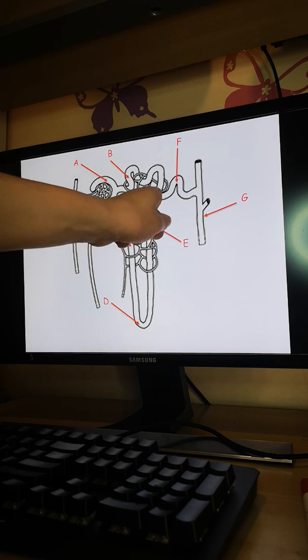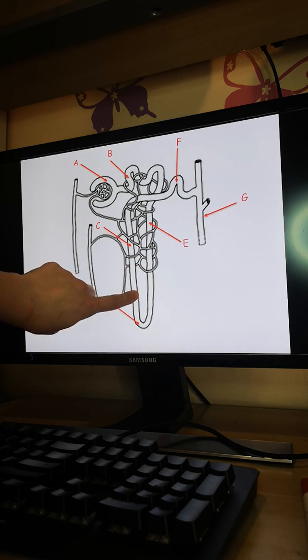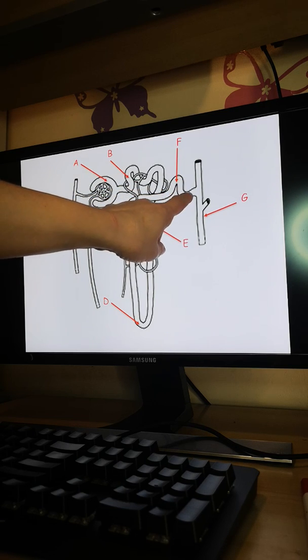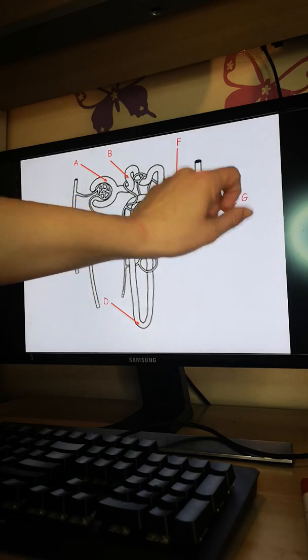F, you can see, is all convoluted again, but it's after the loop of Henle, so this is the distal convoluted tubule, and that connects up to the collecting duct, which is G.